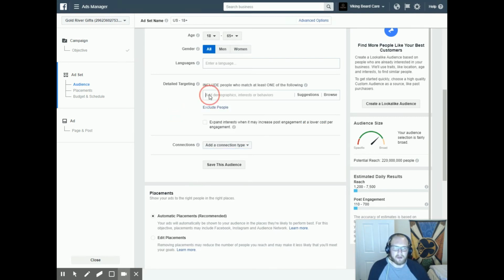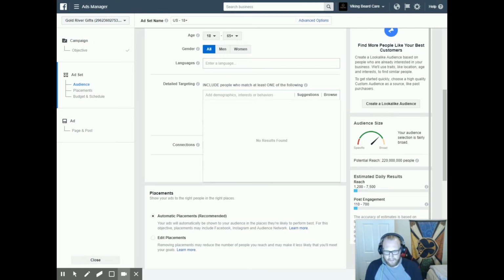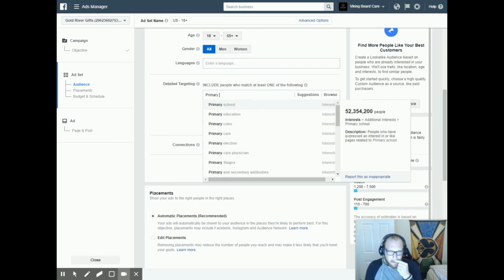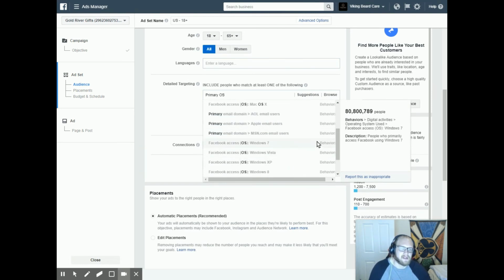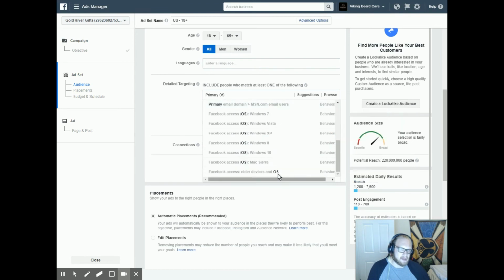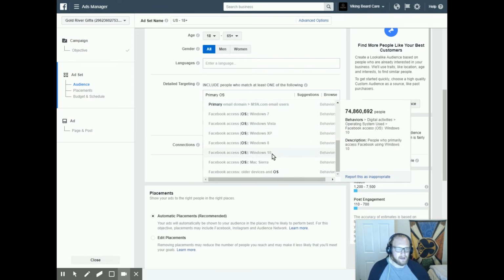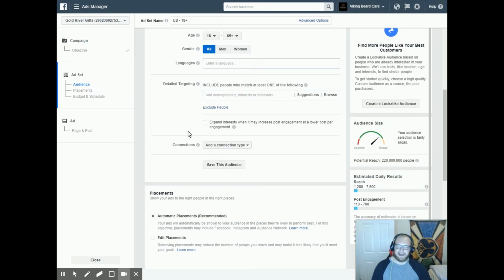Moving on to number 21, we can target by their computer operating system. So if we go primary, what is it, OS? There we go. Facebook access on the OS is basically people who primarily access Facebook using one of the OSs. I don't know why I'm not on here, because I always use Windows XP. My jokes aren't funny.